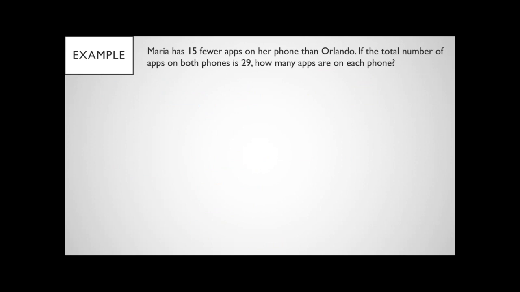Another example here. So Maria has 15 fewer apps on her phone than Orlando. If the total number of apps on both phones is 29, how many apps are on each phone? So I see that it has the word total, so this means that this is going to be a total type of problem. So that means I'm going to be adding things together.